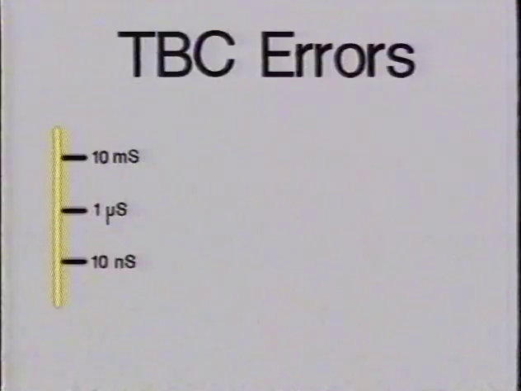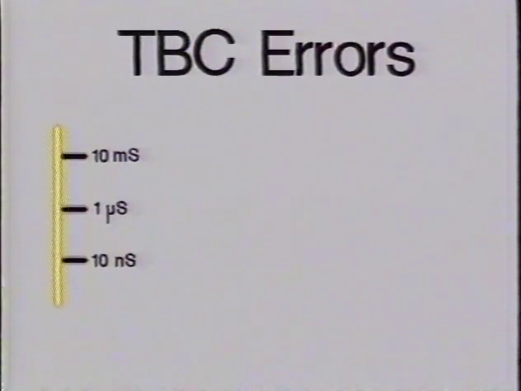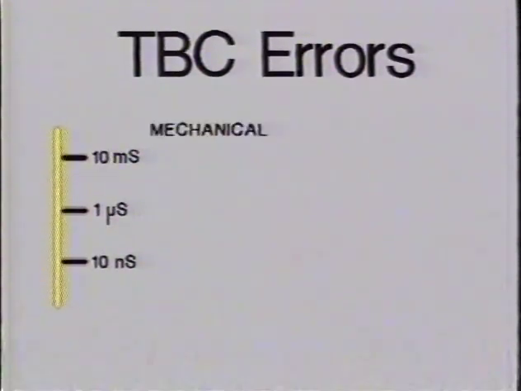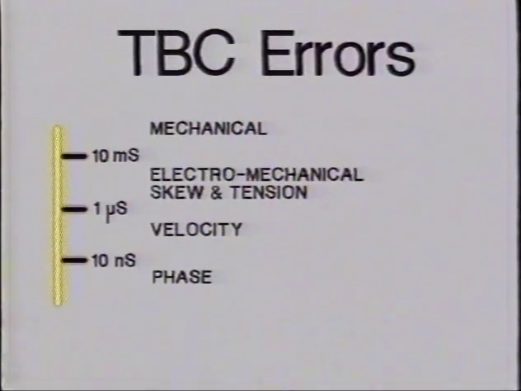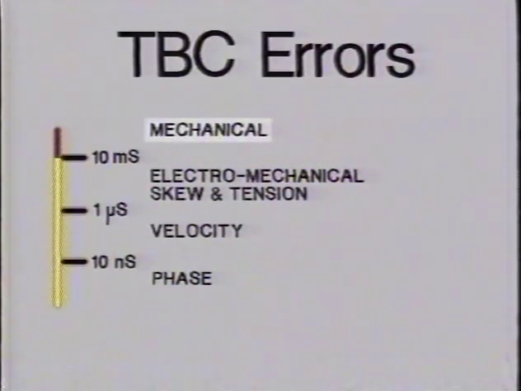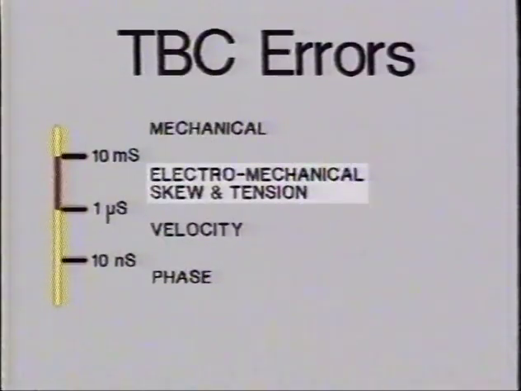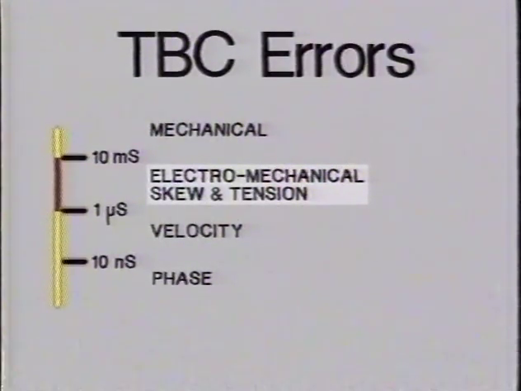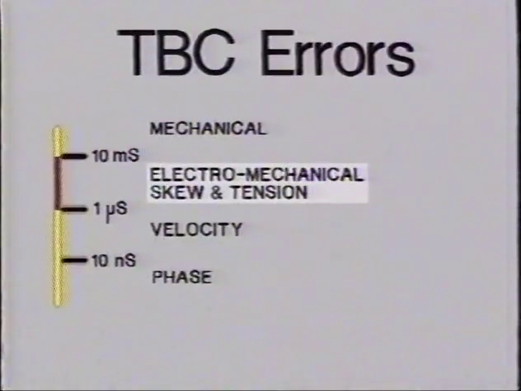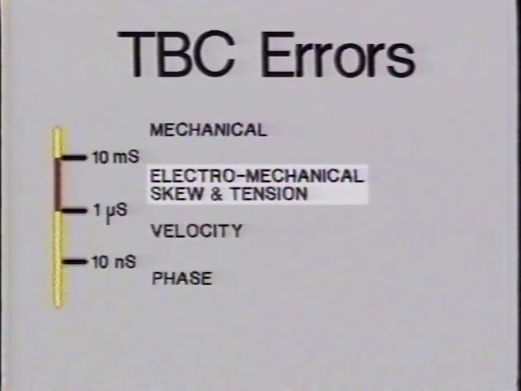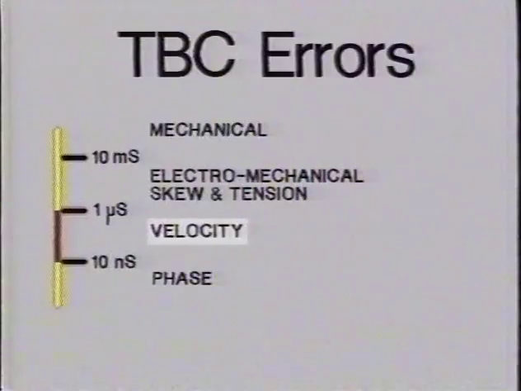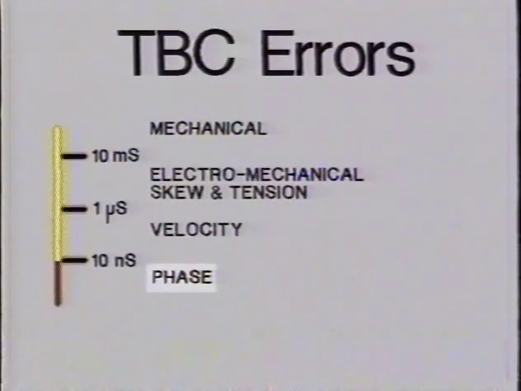This is due to a number of reasons. The first is mechanical errors, which are normally greater than 10 milliseconds. Electromechanical skew and tension errors are typically from 1 microsecond to 10 milliseconds. Velocity errors are from 10 nanoseconds to 1 microsecond, whilst phase errors are less than 10 nanoseconds.